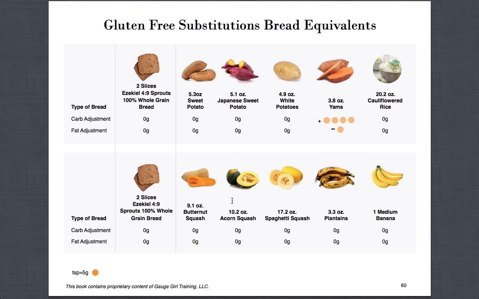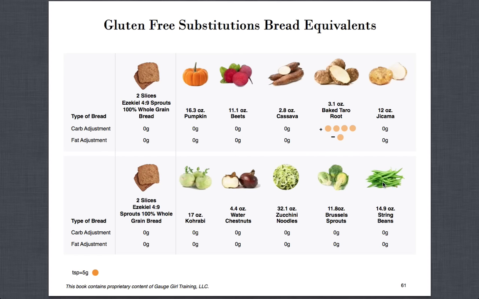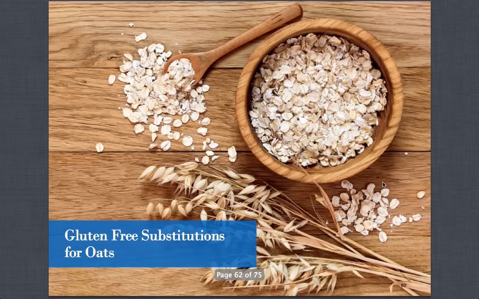So it's a very handy guide if you were going to have a sandwich and you could be like, you know what, maybe I want 9.1 ounces of butternut squash. Maybe I want acorn squash, spaghetti squash versus a banana. And the idea is to give you guys a lot more flexibility. So the list goes on showing you guys what equivalents are for 2 slices of bread.